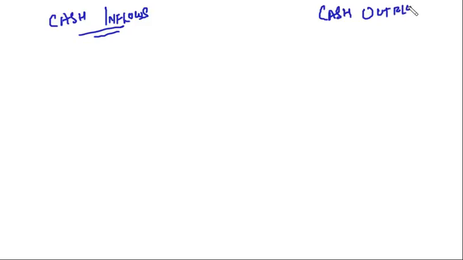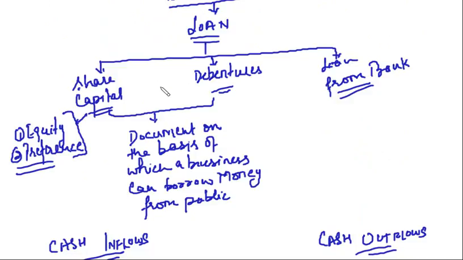So now I have told you that we are going to deal with three things: share capital, debentures, and loan from bank. Share capital is the public money. We issue the document and we borrow the money from the public. In the same way, debentures also we are borrowing from outside, right? This is our outside liability, debentures. This is a long-term borrowing, okay?